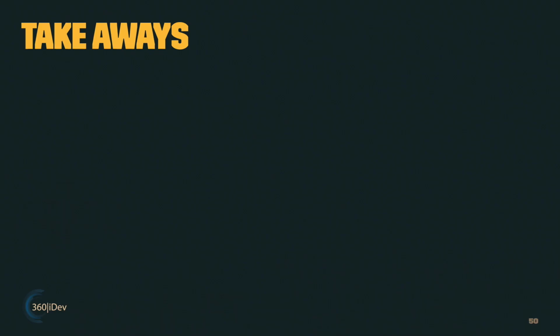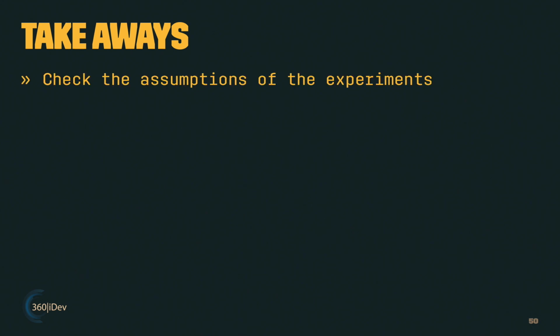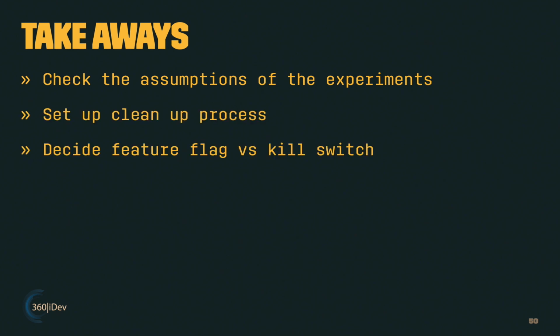And just a quick takeaway, because I covered a lot of things, I'm going to summarize it into 3 points, so that's all you have to remember. Make sure that you check the assumptions and experiments. Don't always just implement whatever the tickets tell you, so work with the product owners. Make sure you set up a cleanup process, and decide whether it should be a feature flag or a kill switch. I lied, there's one more: automate tests as much as possible, right?